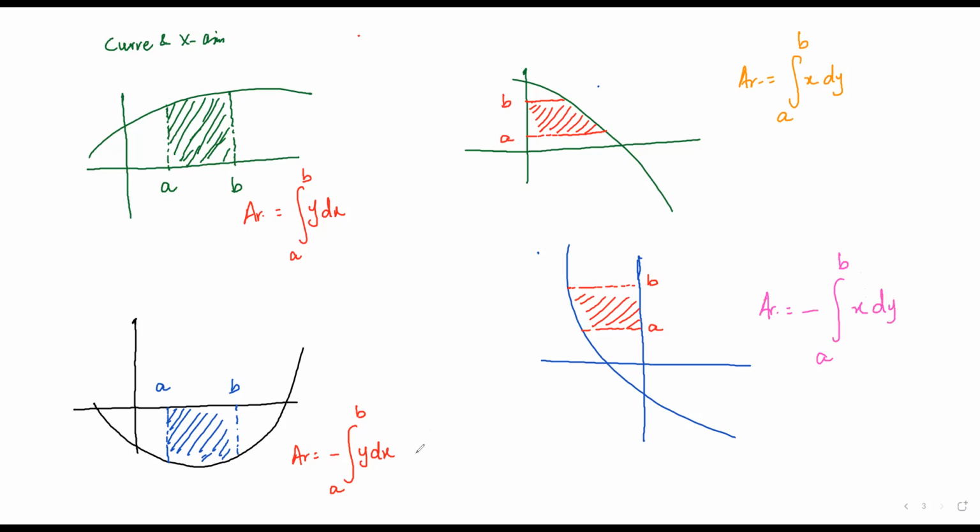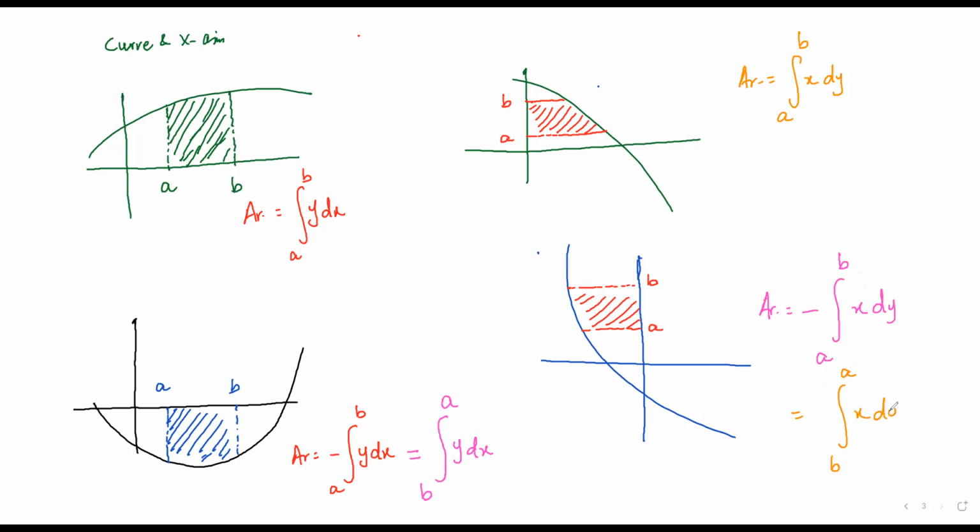Later on you will learn that if you switch the limits, you can get rid of this minus. Like if you write it as limit from B to A, you can avoid writing a minus. And similarly, in this case, if you just switch the limits from B to A, this minus will be gone.